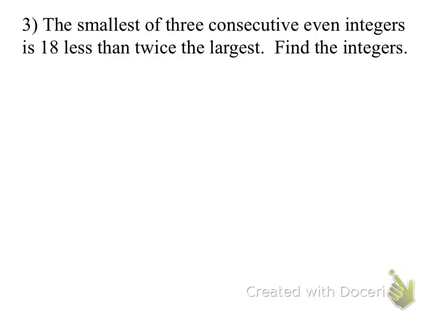Okay, the next one is a little bit different. It says the smallest of 3 consecutive even integers is 18 less than twice the largest. So we have a lot. It sounds really confusing, doesn't it? We're going to take it a piece at a time. They mention the word consecutive even integers, so we have to identify our unknown. What's the first one called? X is the first even. You must do this.